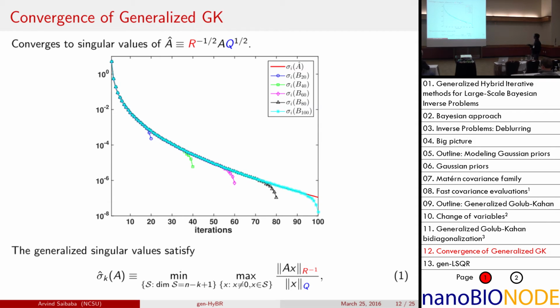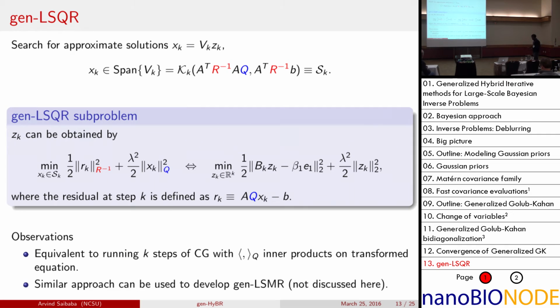And we can show that our Golub Kahan iterations, if you look at the singular values of that, they converge to the generalized singular values of A quite nicely. Okay, so then you have a generalized Golub Kahan. You can do a generalized LSQR. You can do a generalized LSMR.